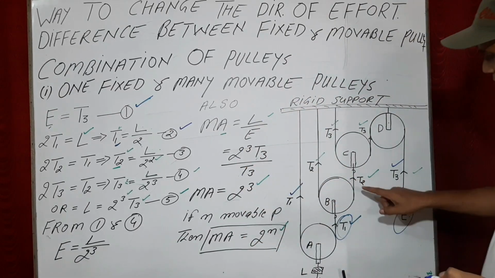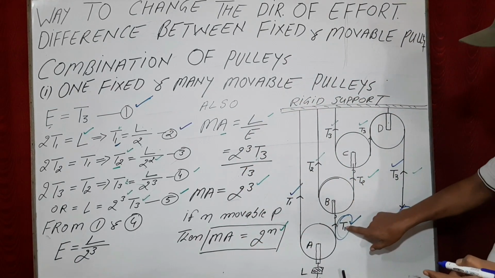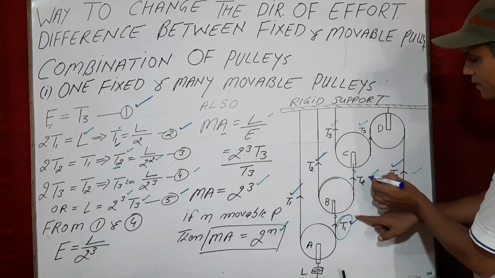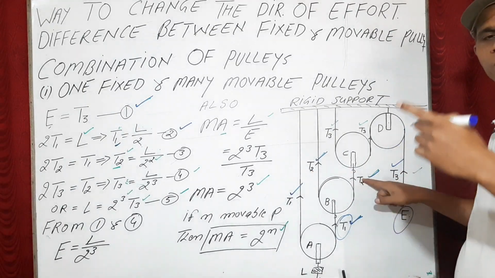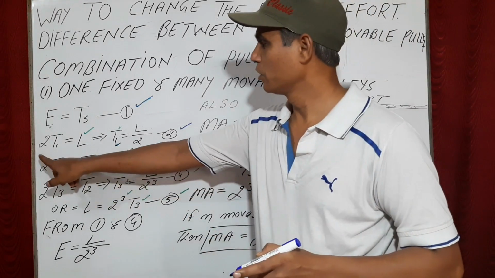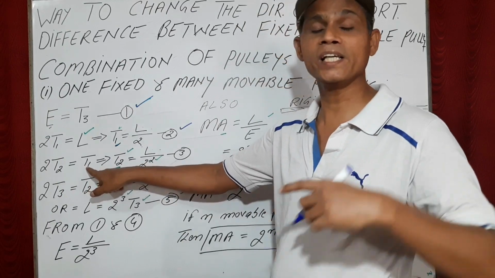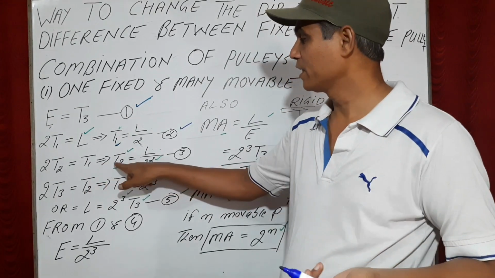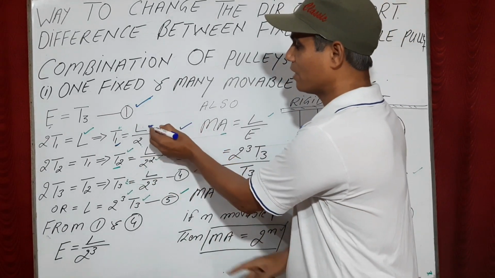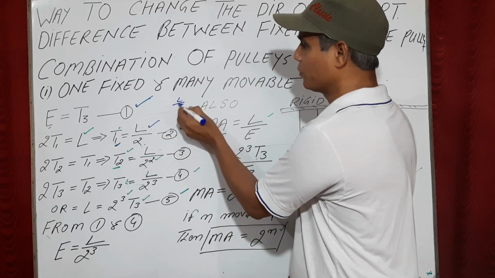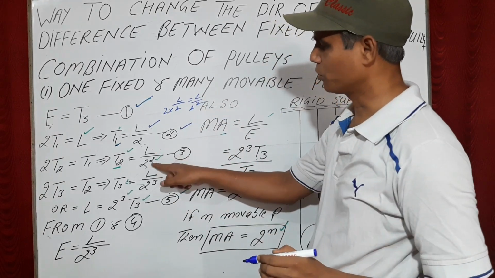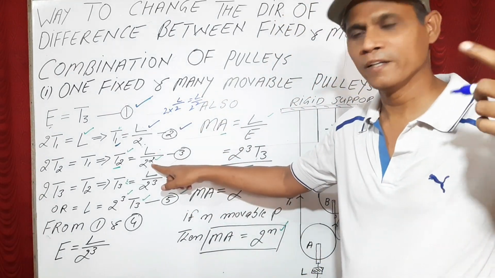Now again see the diagram here. See this tension T1, this tension is supported by further two tensions, this and this, T2 and T2. So T2 plus T2, 2T2, and they support T1. So I will write 2T2 is equal to T1, which implies T2 is equal to T1 by 2, and the value of T1 was L by 2. So L by 2 into 2, you will be having L upon 2 raised power 2 over here.